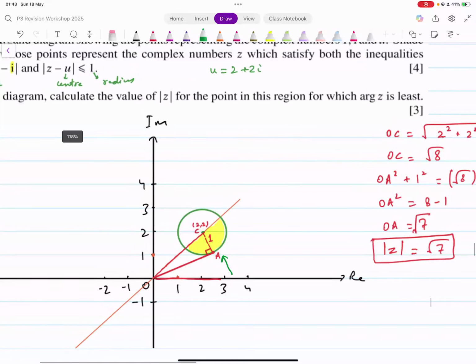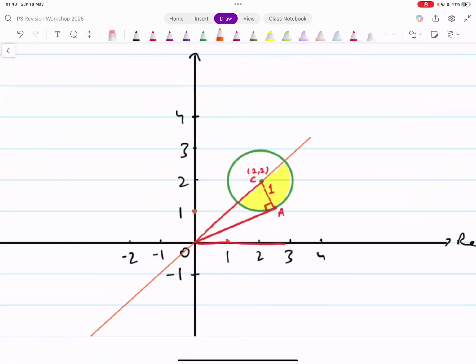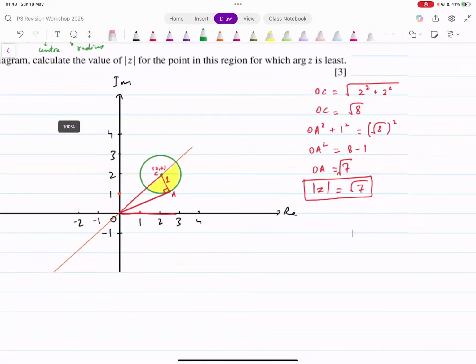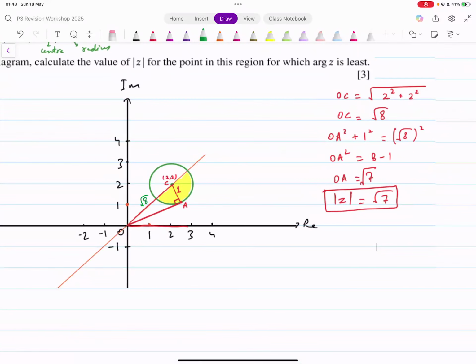At this point, we have to find the modulus. How do you do that? You can make a right angle triangle. Whenever you have a tangent, you draw a right angle triangle like this, and using that right angle triangle, you can find whatever is missing. So the radius is 1, you know this side is 1. And you know the distance between the origin and the center. You can find that using the distance formula, and that distance turns out to be square root of 8. Use Pythagoras to find the length of OA, and that turns out to be root 7. That's the value of the modulus of z at that particular point. So you have to do these calculations.